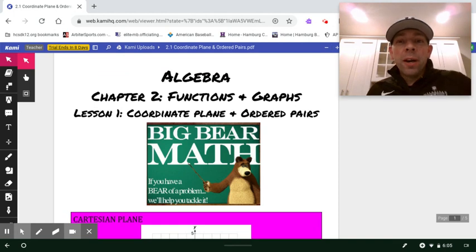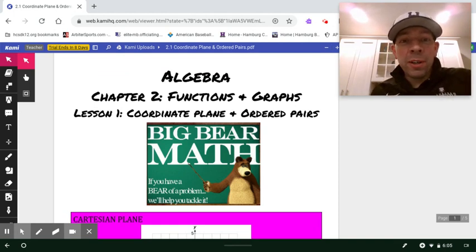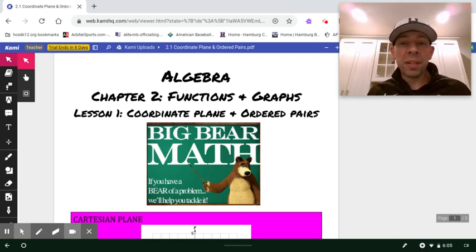We're working through the early foundations of algebra, and tonight we're ready to jump into chapter 2. And this is what we're going to call lesson 1. We're going to introduce you to the coordinate plane and talk about some ordered pairs and just get really comfortable plotting these points and identifying them.